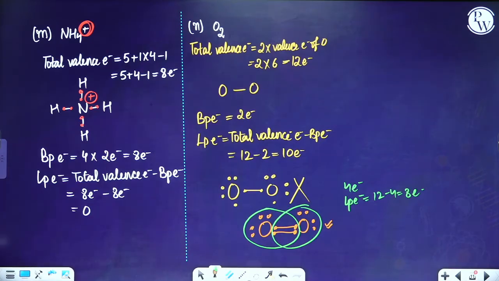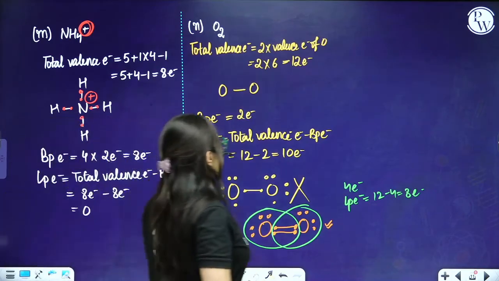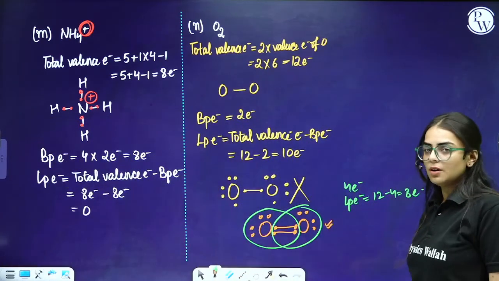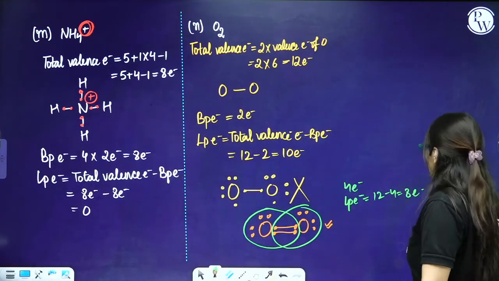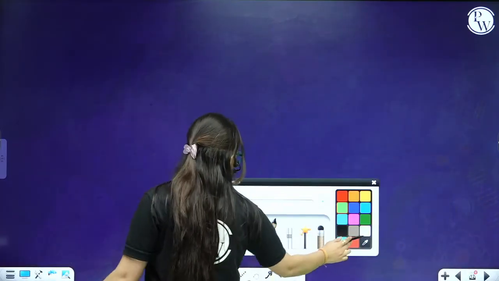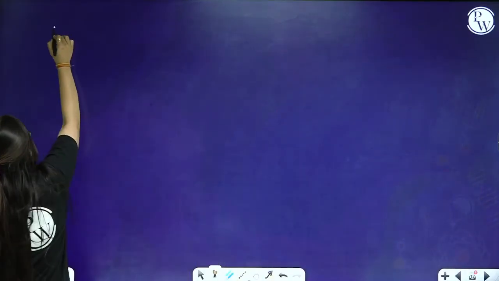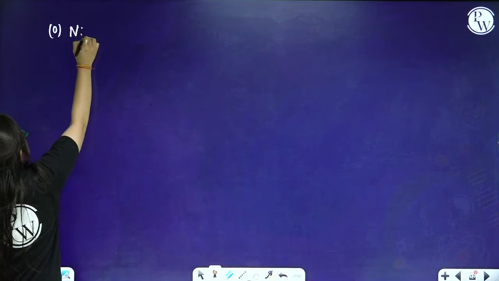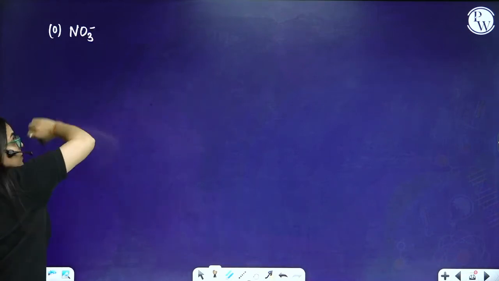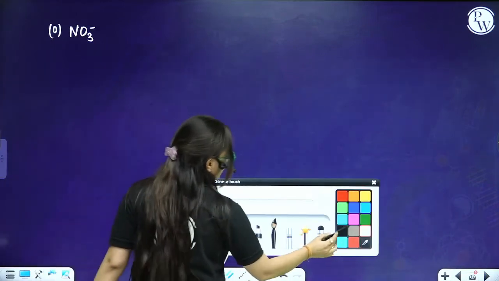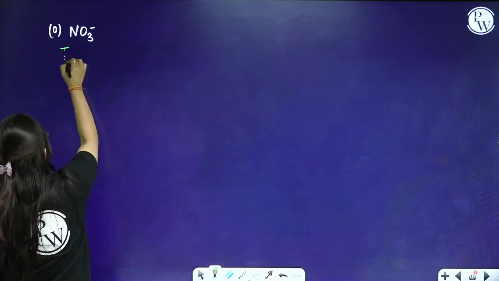Now we are going to take the case of NO3 negative. I'm moving on to the next slide. NO3 negative. First of all, students, you have to calculate what? Total valence electrons.